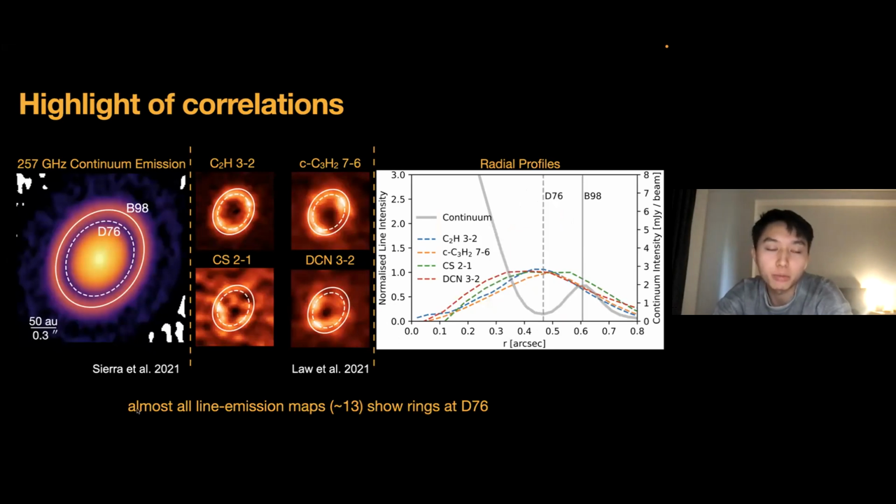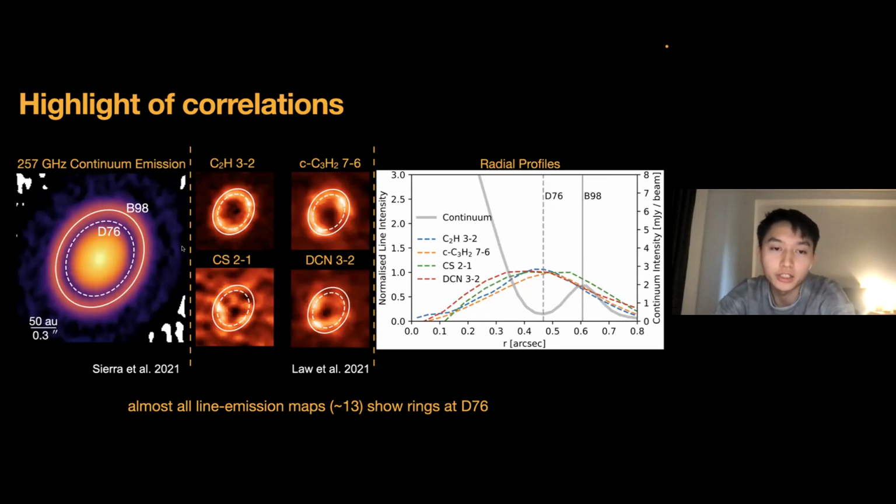So on the leftmost panel, I show the dust continuum of this MWC 480 disk. And as you can see here, I marked the brightest annular rings at 100 AU in the solid circle. And I marked the gap bottoms around 76 AU in the dashed lines. And I put this circle line and this dashed line also on the other molecular maps.